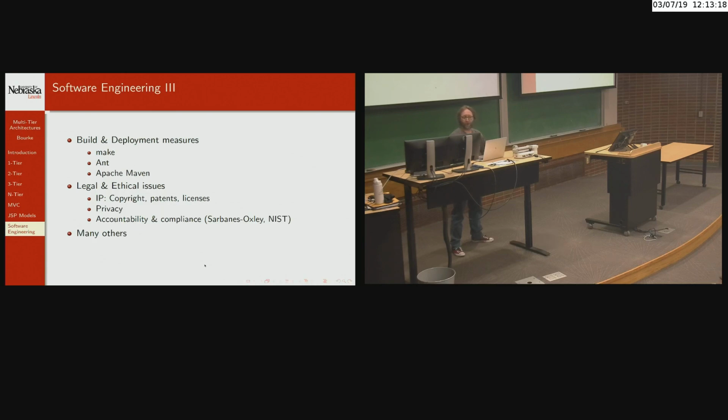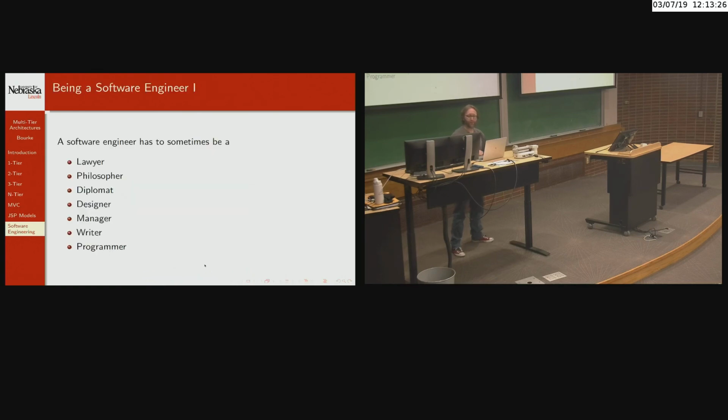Right? Also, you have things like Sarbanes-Oxley or NIST, National Institute of Standards and Technology, and a lot of other issues. The bottom line here is that a software developer or a software engineer needs to be a lawyer to an extent, needs to be a philosopher to an extent, needs to be a diplomat for those soft skills, working in a team, working with other people. They need to be a designer. They need to be a manager, especially if you're going to be in a self-managed team. They need to be a writer, and at last, they need to be a programmer.